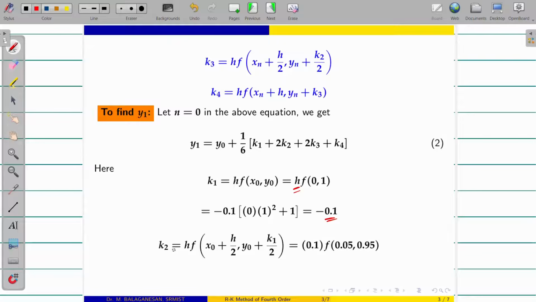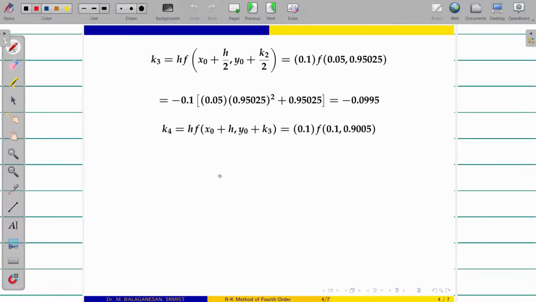Now k2. What is the k2 formula? h into f of xn plus h by 2, yn plus k1 by 2. n value is 0 here. That's why it is x naught plus h by 2, y naught plus k1 by 2. Replace x naught value and y naught value, everything. We will get 0.1 into f of 0.05, 0.95. So now in the function you have to replace x by this, y by this. If you replace that, we can get k2.